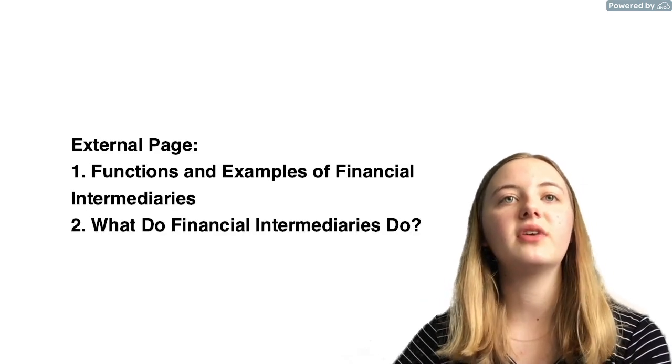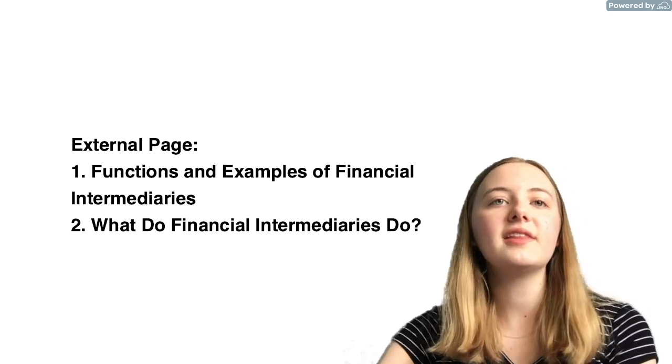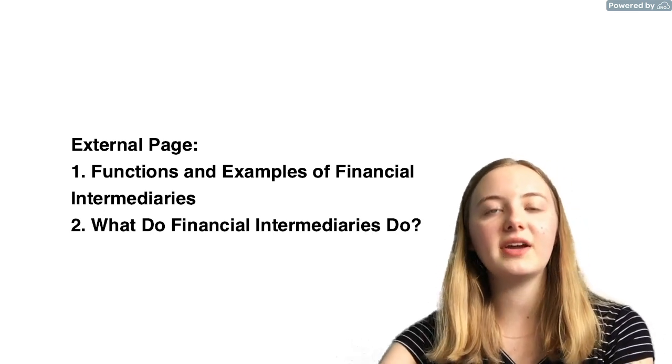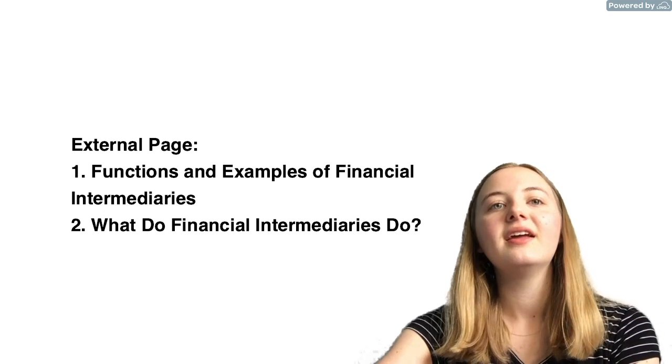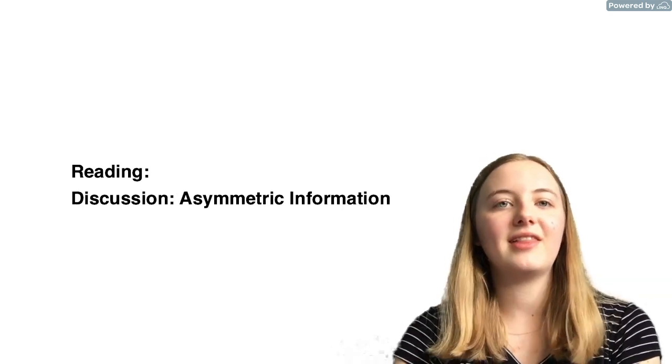When you're done with this reading, you'll see there's an external page called Functions and Examples of Financial Intermediaries that you'll want to read. Then there's another external page called What Do Financial Intermediaries Do? Then there's a reading called Discussion, Asymmetric Information, and lastly there's some flashcards to review. This concludes Objective 2.